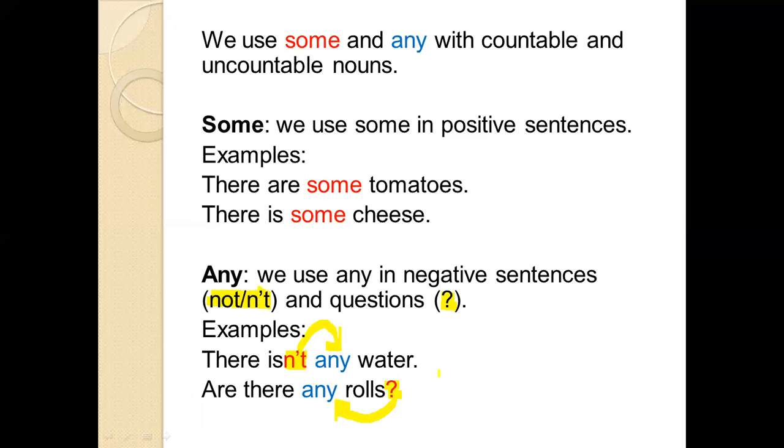So again, some and any, we use them with countable and uncountable nouns. When do we use some? We use some in positive sentences. Positive sentences are sentences that are not negative sentences and are not questions, normal sentences. And when do we use any? We use any in negative sentences and questions.